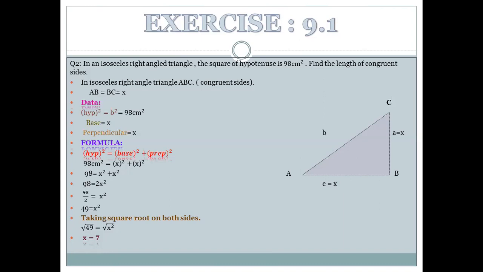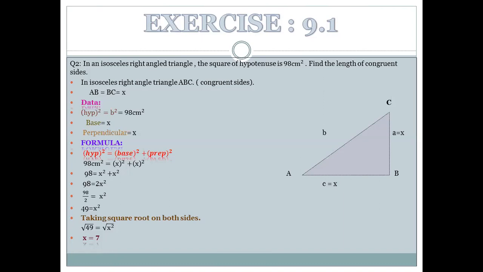In every question, you must write the Pythagoras theorem and then you will put the values in it. Hypotenuse square is equal to base square plus perpendicular square. In the question, the hypotenuse square is already given and you see that I didn't take the square of 98, because hypotenuse square is already 98. Base and perpendicular are both the same side, so instead of them we write x and x.